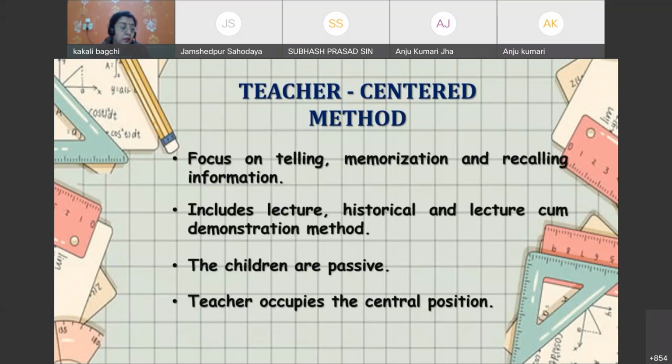But am I not audible? Somebody has written, Swapna madam. Is it audible? Can you hear me? Ma'am, you are audible and your voice is also clear. Okay, then Swapna madam, probably there is some problem with your device. You please check it.